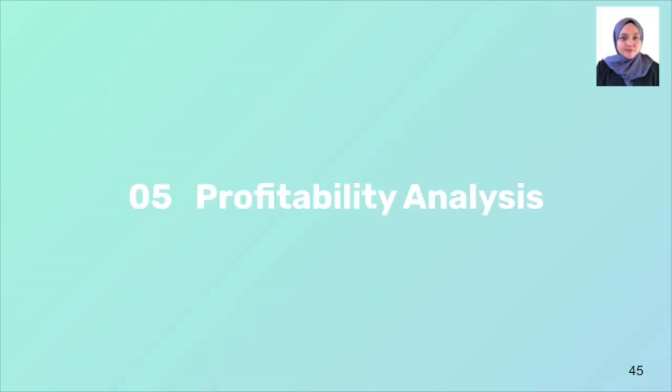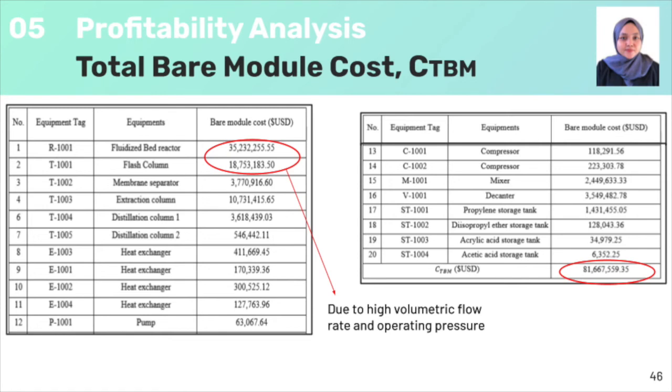So moving on to chapter 5, Profitability Analysis. This is our total bare module cost calculated for each process equipment. As you can see, the most expensive equipment is the fluidized bed reactor at $35 million, followed by the flash column. From the CBM calculation alone, we can deduce the higher cost is due to higher volumetric flow rate and higher operating pressure, since the equipment is used as the first part of the process. In addition, we try to keep the compressor and pump costs as low as possible to minimize the CTBM by assuming motor efficiency at 90%. Overall, the CTBM for this plant is $81 million.